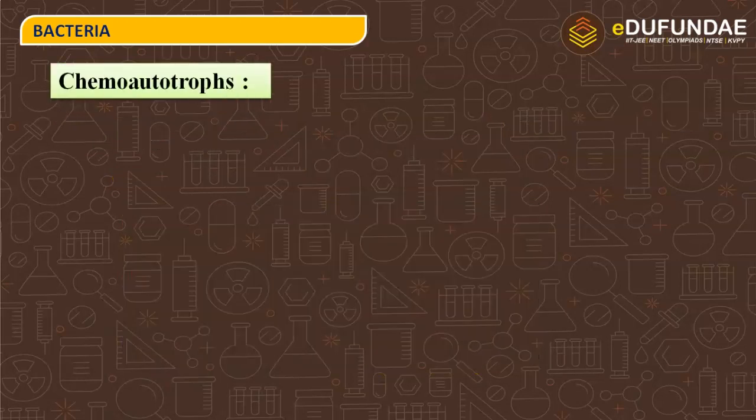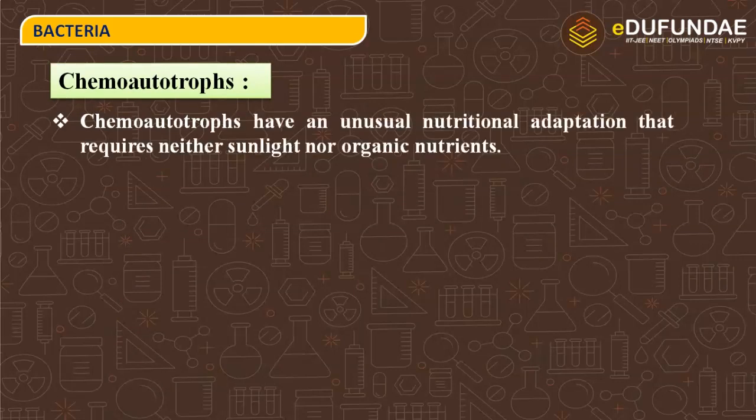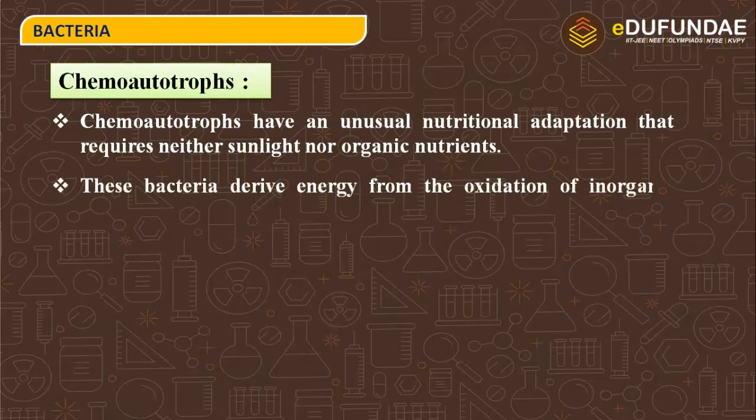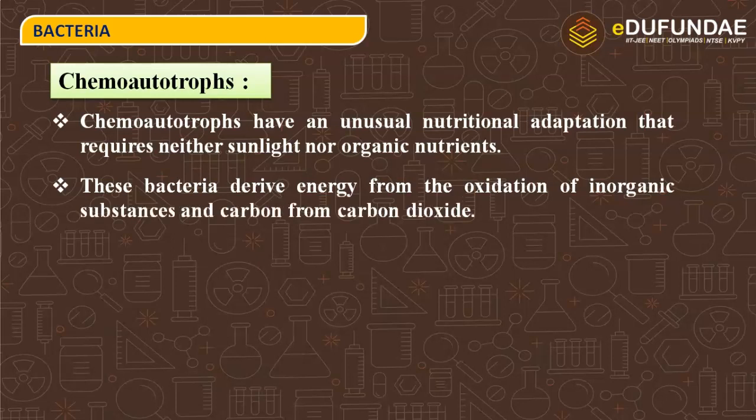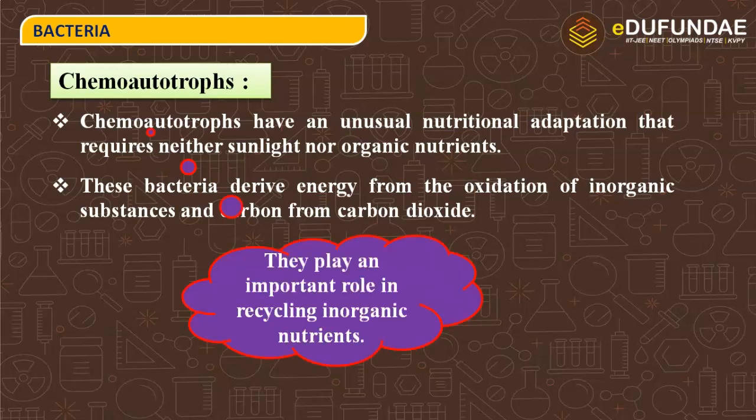Next we see the chemoautotrophs. The chemoautotrophs have an unusual nutritional adaptation that requires neither sunlight nor organic nutrients. These bacteria derive energy from oxidation of inorganic substances and carbon from carbon dioxide. They play an important role in recycling inorganic nutrients, and that is quite obvious.